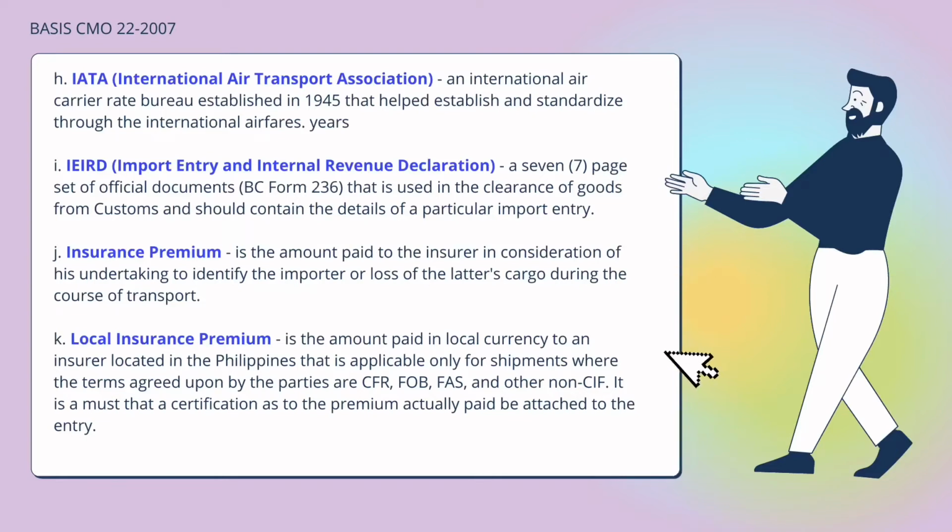Letter K, local insurance premium, is the total amount paid using a local currency, which is in pesos, to an insurer located in the Philippines, wherein it is applicable only for shipments where the terms agreed upon by the parties are CFR, FOB, FAS, and other non-CIF terms. There is a need for a certification as to the premium that is actually paid to be attached to the entry.